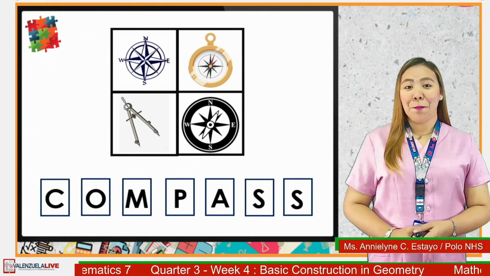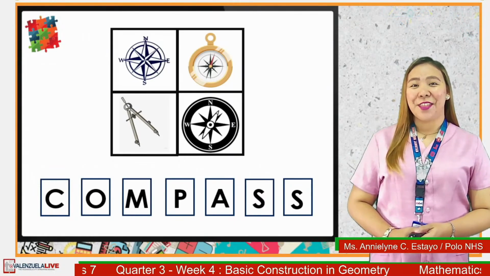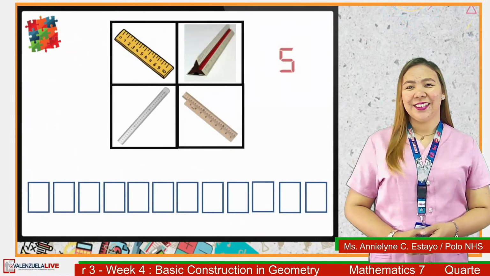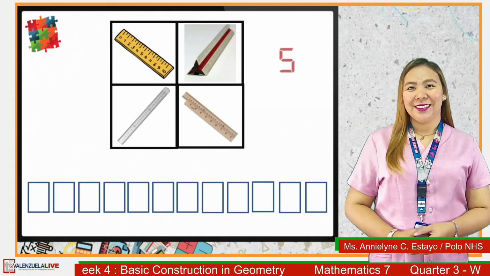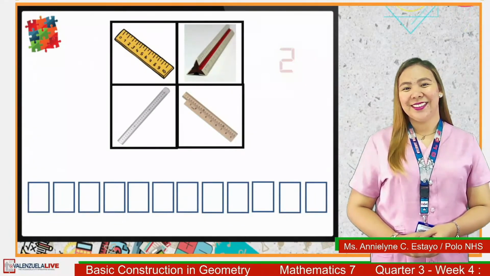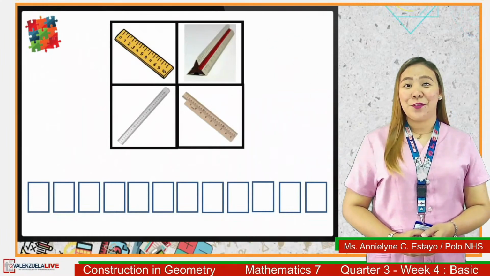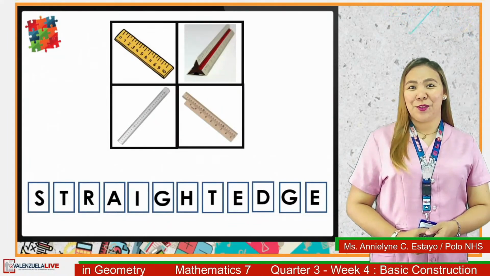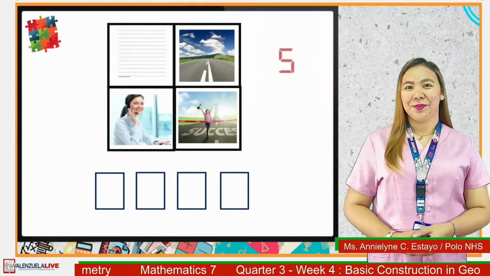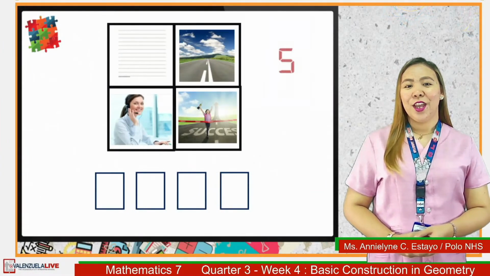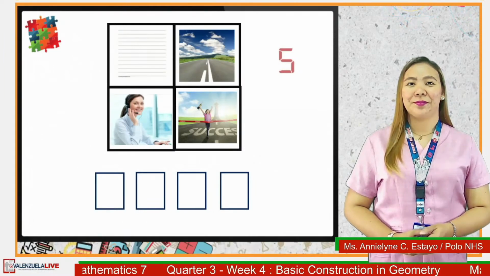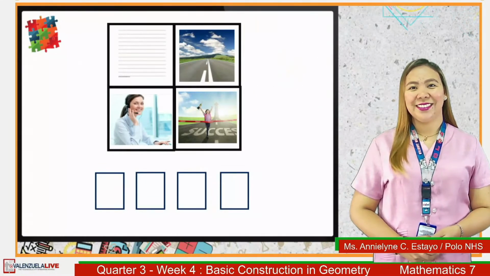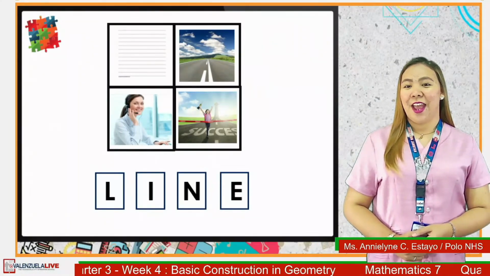If you type compass, then you are correct. Next pictures. Five seconds. If your answer is straight edge, very good. Third pictures. Your timer starts now. The answer is 9. Good job.